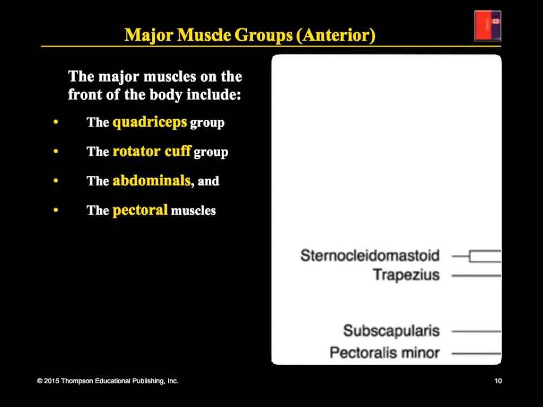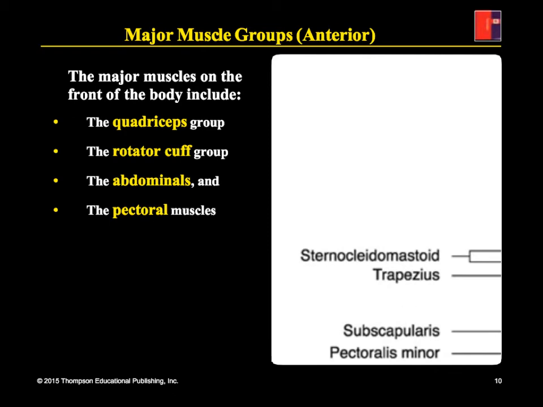Your rotator cuff group makes up part of the shoulder and the arm. The rotator cuff are your SITS muscles. So subscapularis, that's in the front. Infraspinatus, supraspinatus. So infra meaning below the scapular spine, and supraspinatus is above the scapular spine. And then you have teres minor. So supraspinatus, infraspinatus, subscapularis, and teres minor make up the rotator cuff.